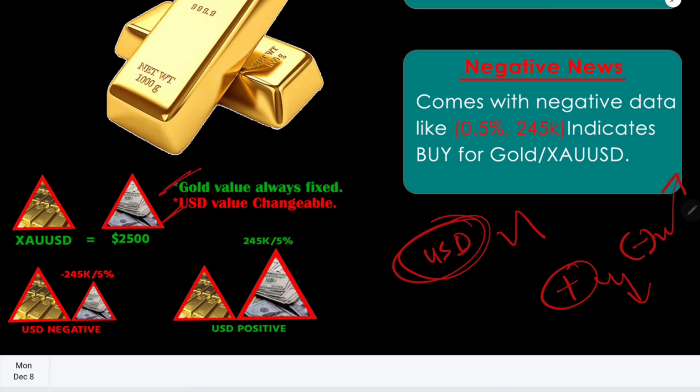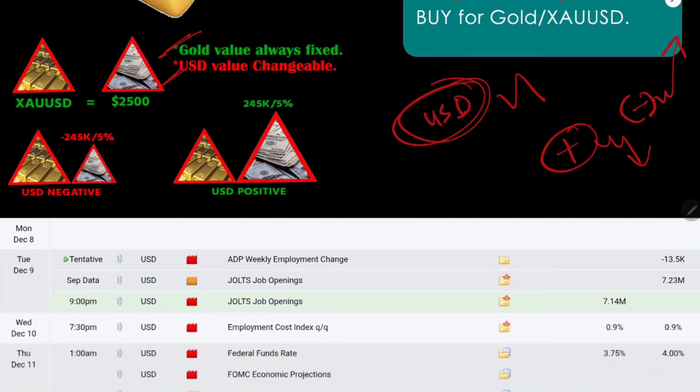Let me clear it more. Suppose one triangle of gold is equal to one triangle, or 2500 triangles, of USD, the United States dollar. If we get minus 5%, or negative 5% news on USD, then that triangle will be 5% smaller than the previous one, and in that case the gold triangle is bigger than the USD triangle. That means gold is higher than USD. In that case we will buy gold.